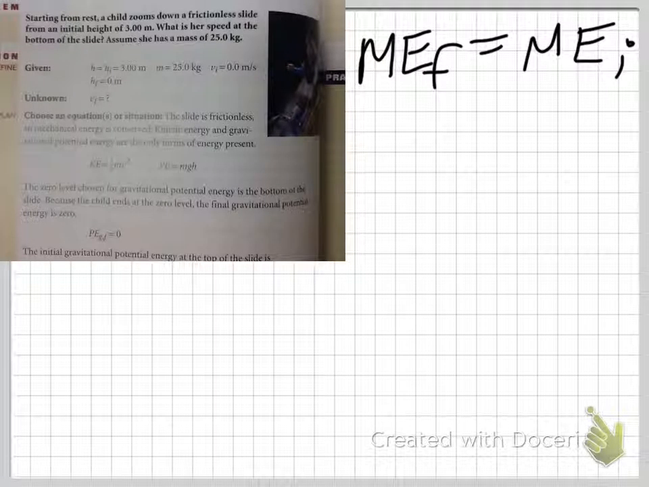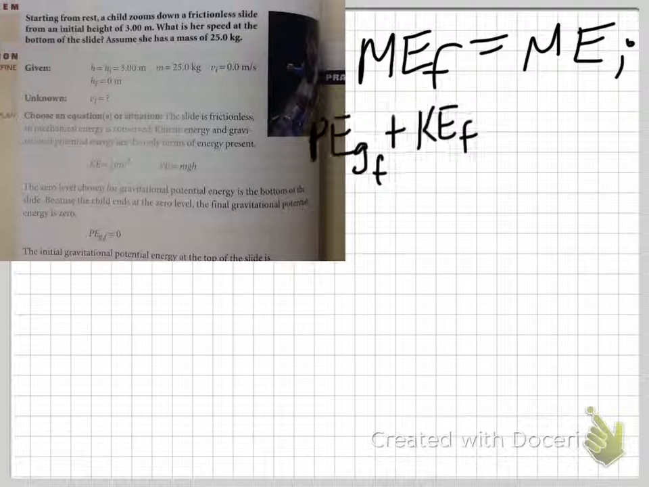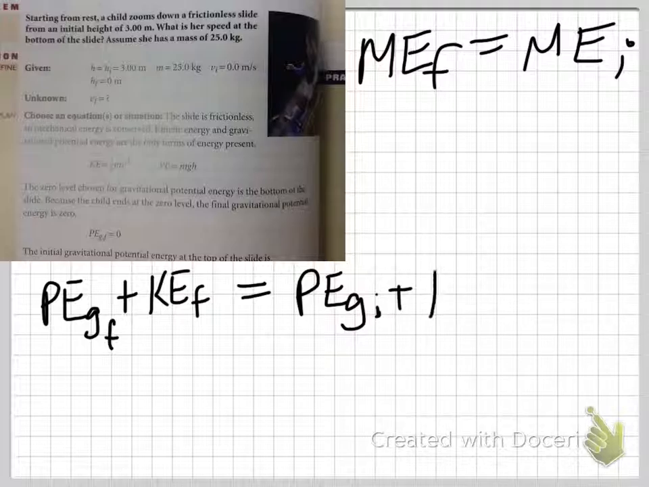And what we have to think about for those is what goes into mechanical energy. Well, your mechanical energy final is going to be your potential energy due to gravity, final. In this case, we don't have any elastic potential energy, plus your kinetic energy, final. And what we're saying is that that's going to equal your initial potential energy due to gravity, and your initial kinetic. Okay.